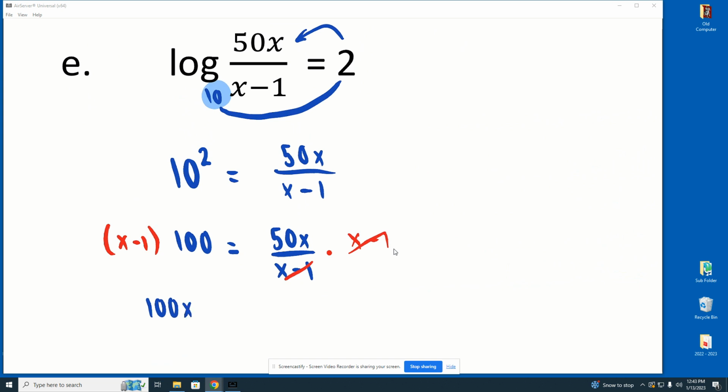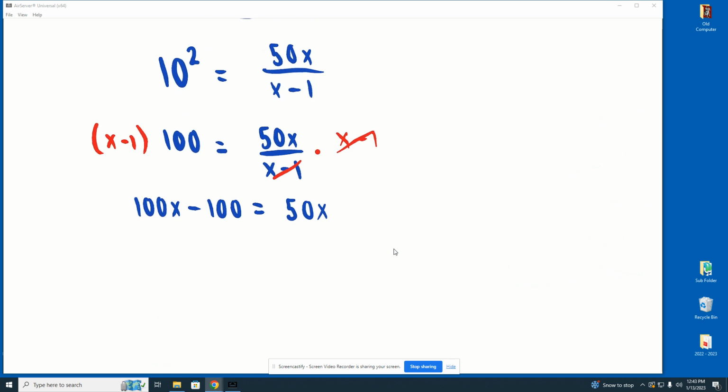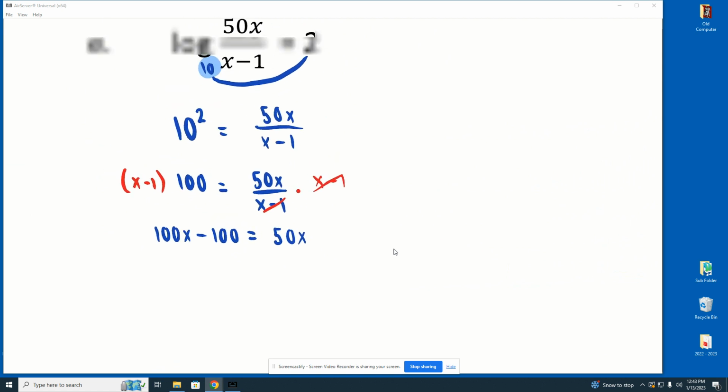And what's 100 times negative 1? Negative 100. On the right side, we already said those x minus 1s cancel, so 50x drops down. And now you're just solving a problem. I think we've just been more like, why did I make that base 10?